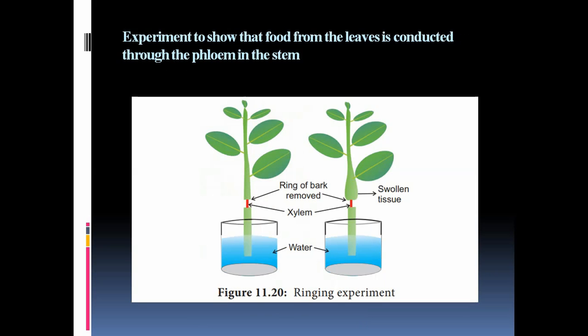In the next experiment we see we have girdled out the phloem portion and kept the xylem. So in this case we see the plant is intact in both cases. The leaves are all okay before as well as after some time in the experiment. What have we taken out? We have taken out the phloem tissue and we kept the xylem tissue.